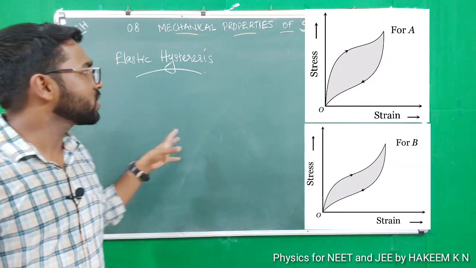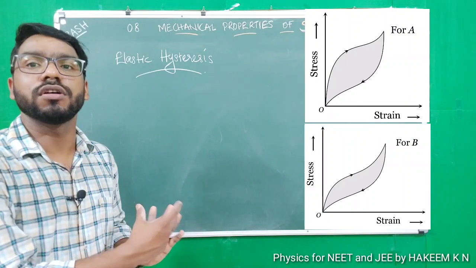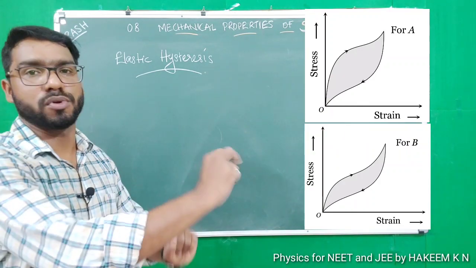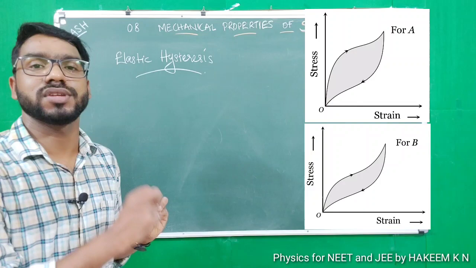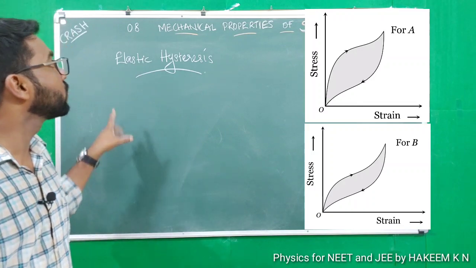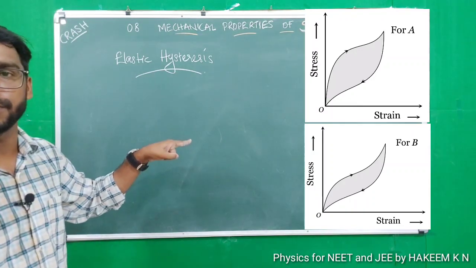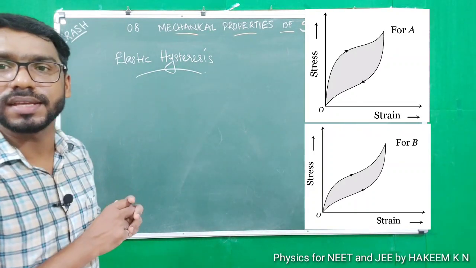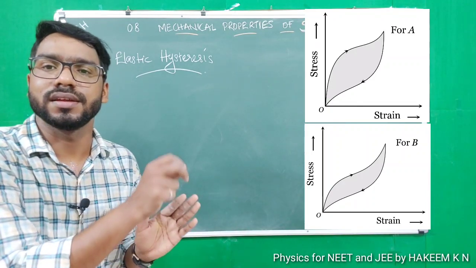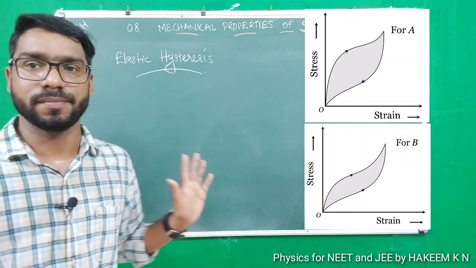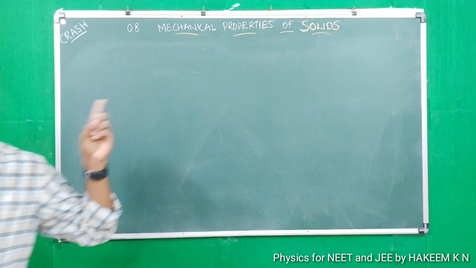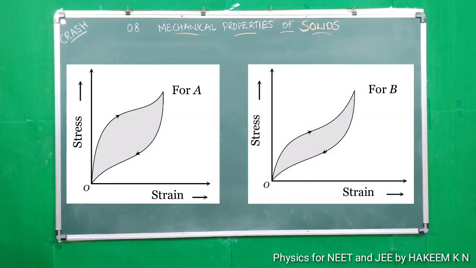Elastic hysteresis indicates lagging of stress behind the strain in a cyclic elastic process. It is shown by the elastic hysteresis curve. As the area of the hysteresis loop increases, energy loss increases, and as the area of the hysteresis loop decreases, energy loss in the form of heat decreases. Here you can see two hysteresis loops, A and B, rubber A and rubber B.